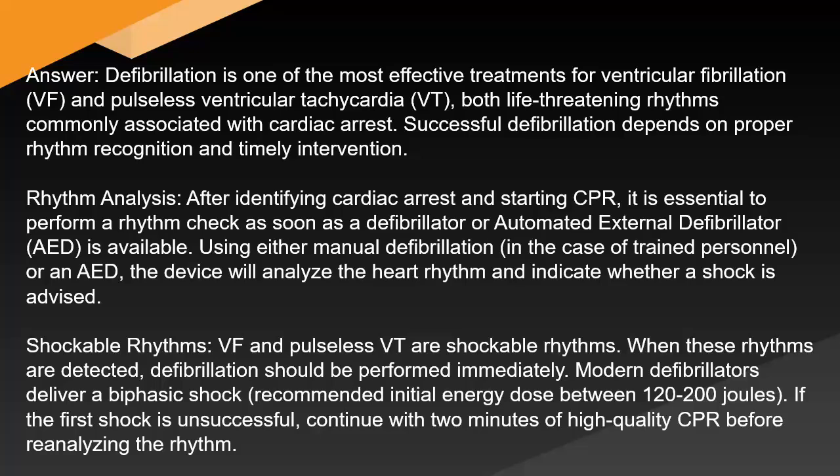Shockable rhythms. VF and pulseless VT are shockable rhythms. When these rhythms are detected, defibrillation should be performed immediately. Modern defibrillators deliver a biphasic shock. Recommended initial energy dose is between 120 and 200 joules. If the first shock is unsuccessful, continue with 2 minutes of high-quality CPR before reanalyzing the rhythm.